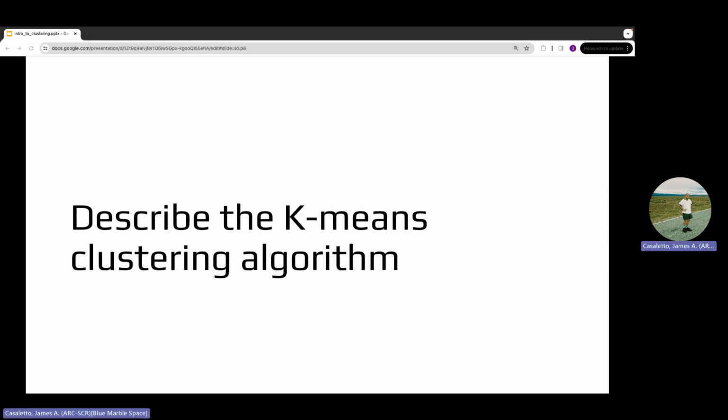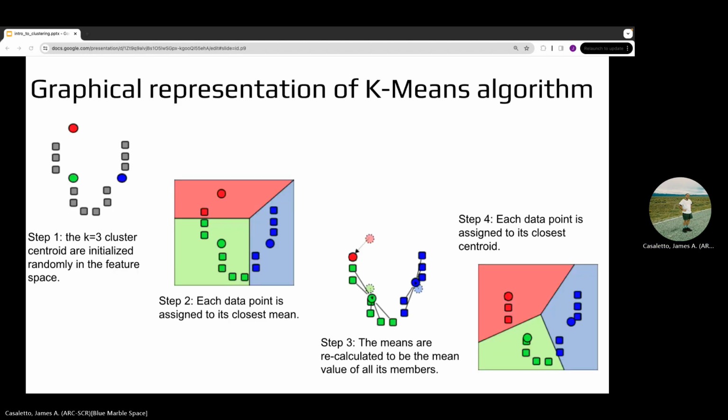In this section, we describe the k-means clustering algorithm. This slide is a graphical representation of the k-means algorithm. The algorithm starts at step 1, where the cluster centroids are initialized randomly in the feature space.